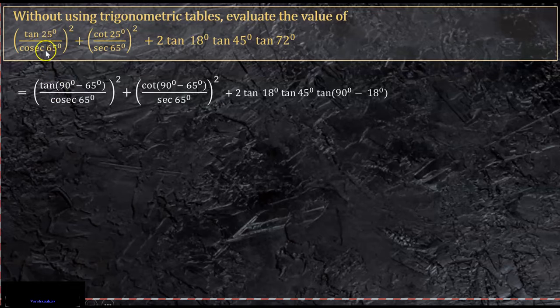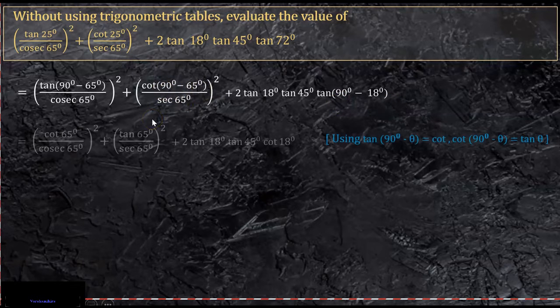Let's write tan 25 degree as tan(90 minus 65). We just modified this 25 degree to 90 minus 65. Same way here we changed 72 as 90 minus 18. Here also we changed 90 minus 65. So we converted tan(90 minus theta) to cot theta. Here also cot(90 minus theta) equals tan theta, and here also tan(90 minus theta) equals cot theta.